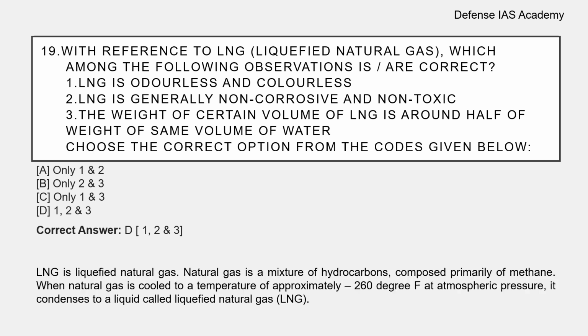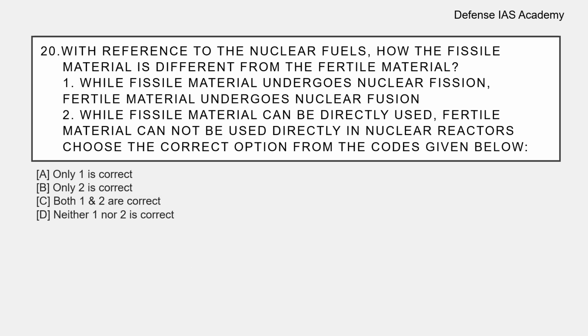Liquefied natural gas is a mixture of hydrocarbons. It's mainly composed of methane. When natural gas is cooled to a temperature of approximately minus 260 degrees Fahrenheit at atmospheric pressure, it is condensed to a liquid called liquefied natural gas.